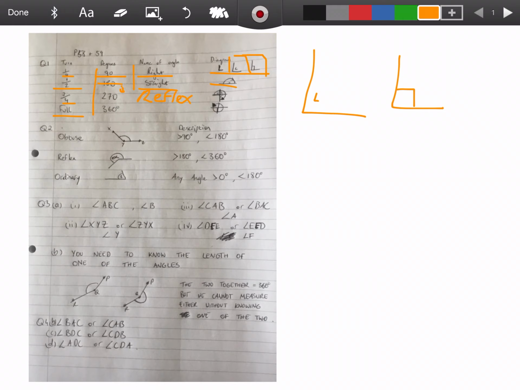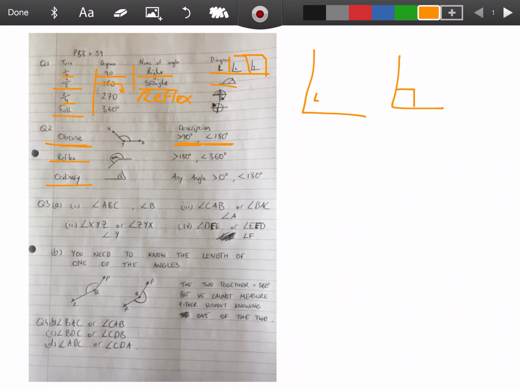The next ones, you had to draw the diagram based around the info that was shown to you. We were asked to do an obtuse angle, a reflex angle, and an ordinary angle. You were asked in this one to use X, Y, and Z, which I have done. Y is at the vertex, or in the center. An obtuse angle is an angle that is greater than 90 degrees but less than 180. Nice and straightforward. The next one is a reflex angle, larger than 180 but less than 360.